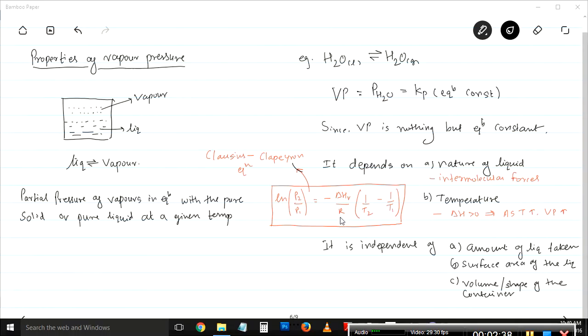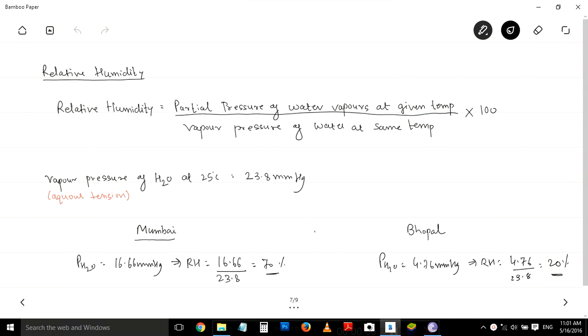Now whenever you are using this particular formula, always remember that the unit of enthalpy and R should be the same. So if delta H is in joules per mole per Kelvin, R should be 8.314, and if this is in calorie, then R also should be in calorie. So vapor pressure will be basically independent of the amount of liquid taken or the surface area of the liquid or the volume and shape of the container.